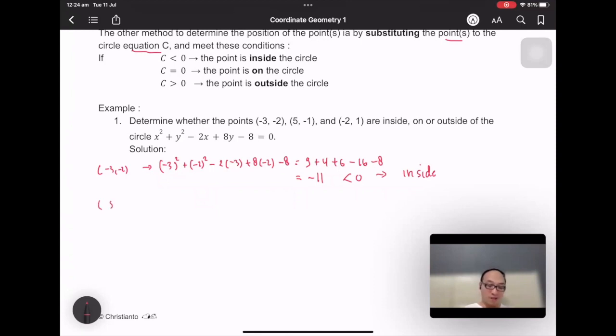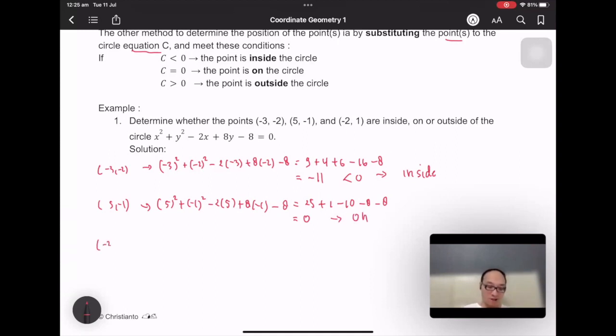The second one, (5, -1). So it's 5 squared plus -1 squared minus 2 times 5 plus 8 times -1 minus 8 equals 25 plus 1 minus 10 minus 8 minus 8. So equals 26 minus 26 equals 0. So this is on the circle.